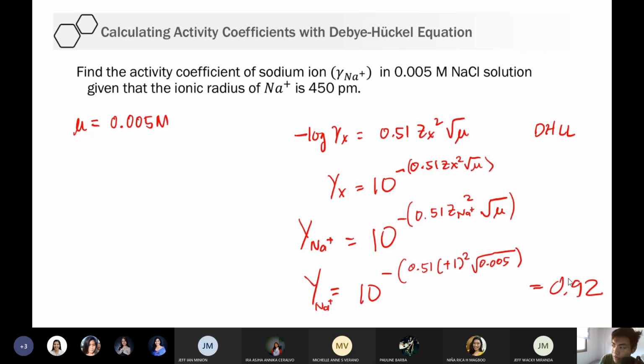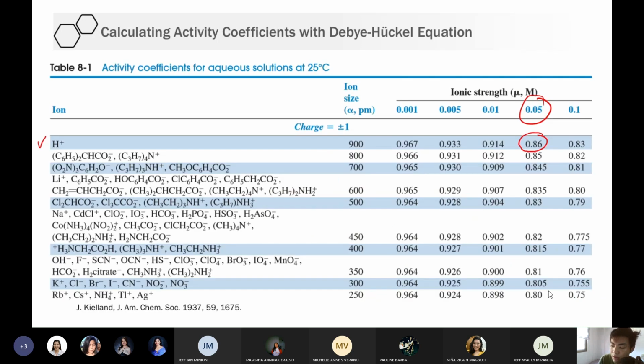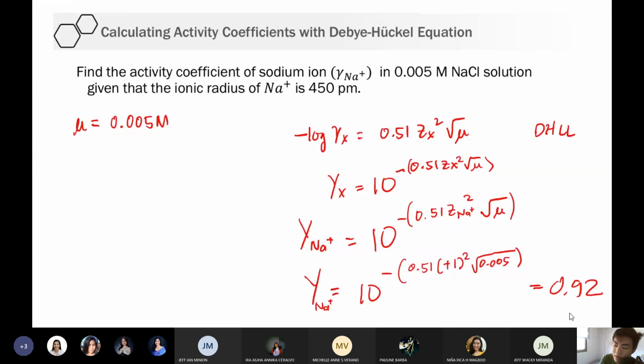What is the gamma? According to our calculation, that's 0.92. If we look at this table by Kielland, this is the 0.005 molar ionic strength. Look for sodium. Here. Sodium is here, so that means the gamma is 0.928. We were able to get 0.92, which is near. The values we got are close.